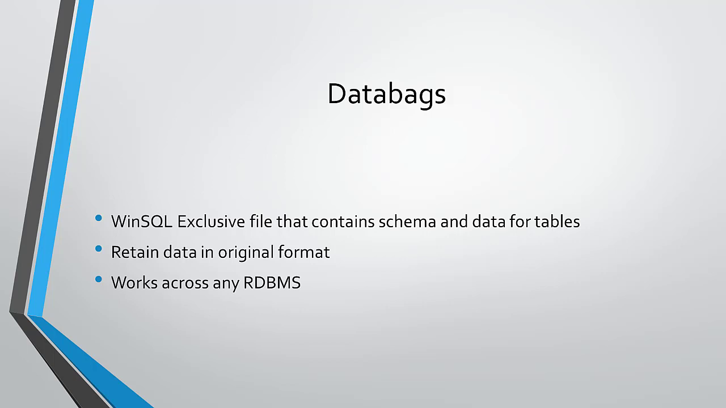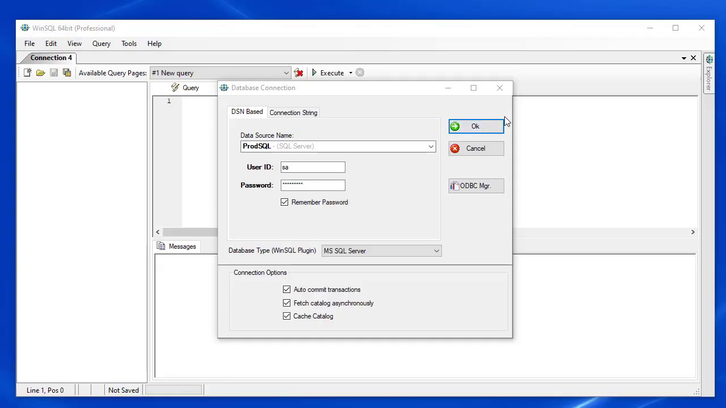Data bags are a WinSQL exclusive file that contains schema and data for any given table. These data bags retain the data in its original format, regardless of what data type it is. This allows you to retain the full table, including any binary and non-binary data such as audio and video. Data bags can also be imported to any RDBMS. For example, I can export a data bag from SQL Server and import it into MySQL. So let's do this now.